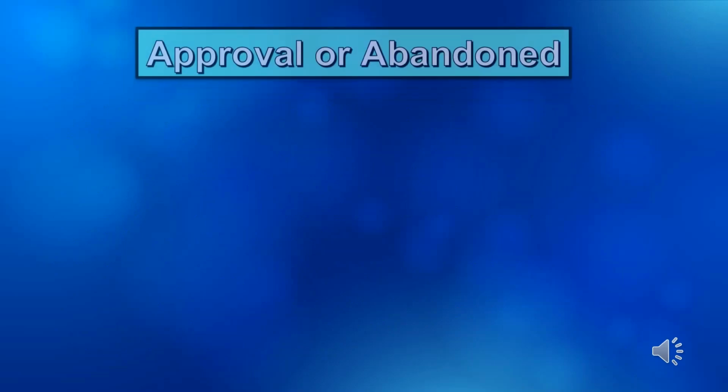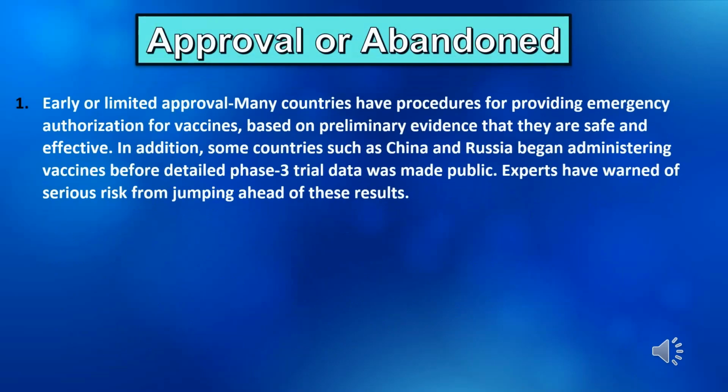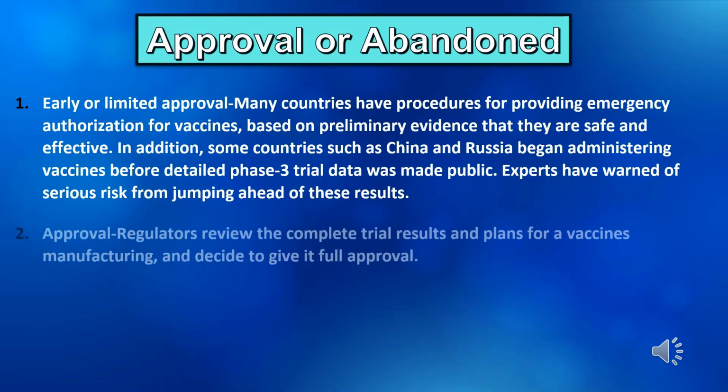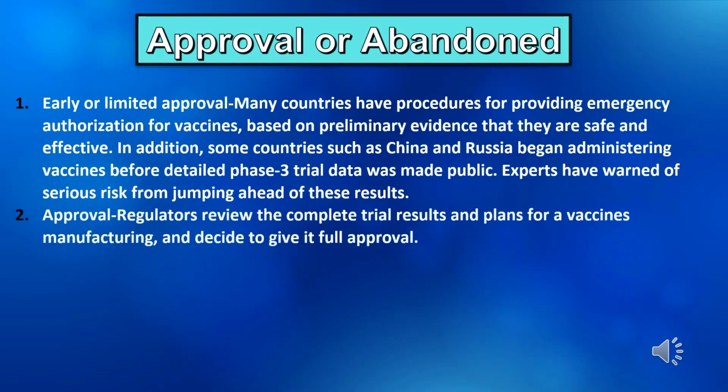The final stage is approval or abandoned. Early or limited approval: many countries have procedures for providing emergency authorization for vaccines based on preliminary evidence that they are safe and effective. In addition, some countries, such as China and Russia, began administering vaccines before detailed phase 3 trial data was made public. Experts have warned of serious risk from jumping ahead of these results. Approval: regulators review the complete trial results and plans for a vaccine's manufacturing and decide to give it full approval.